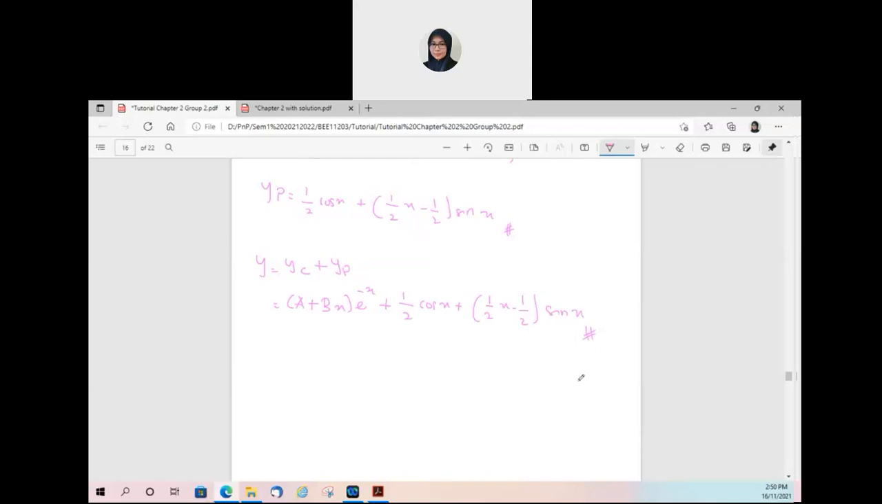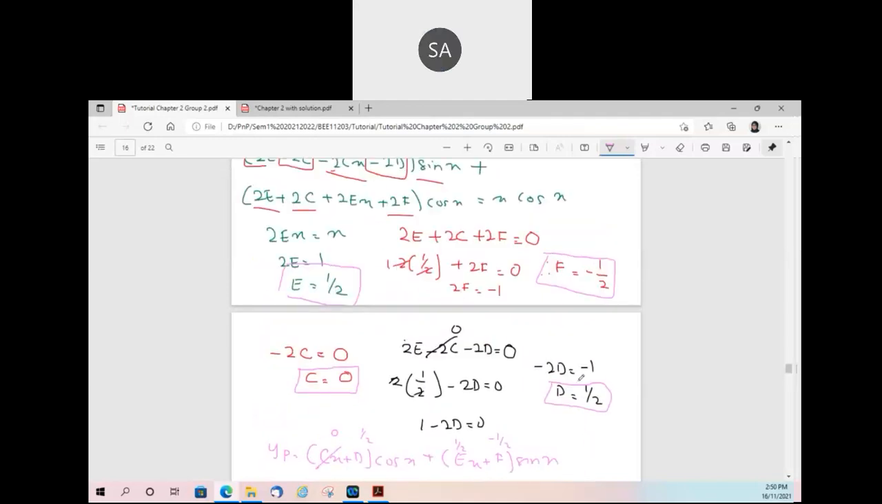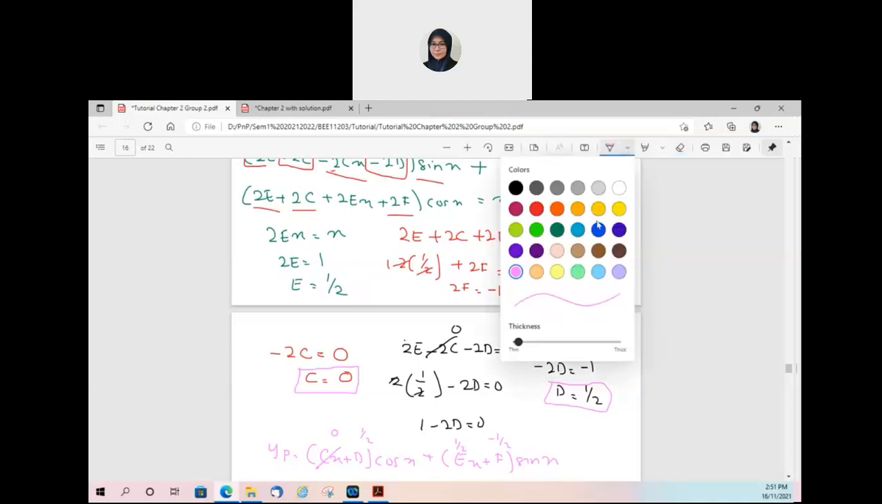Any question? Ada soalan tak? Tak ada. Doktor, ada orang tanya. Doktor boleh ulang bahagian warna hijau tu tak? Macam mana dapat 2EX sama dengan X? Okay. Macam mana boleh 2EX sama dengan X?